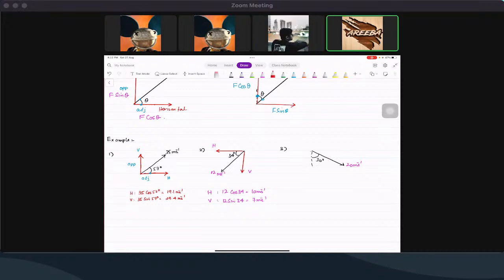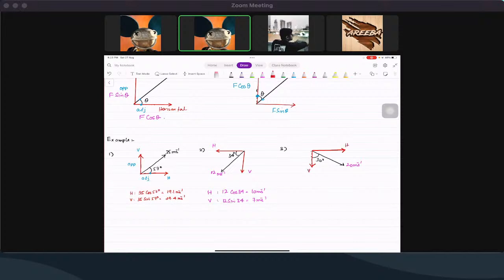Sir, the vector will be at 20 meters per second. What will be the horizontal and vertical components? Tell me the directions. One would be towards the right, and the other one would be downwards. Very good, downwards. Now, this is the vertical, this is the horizontal.